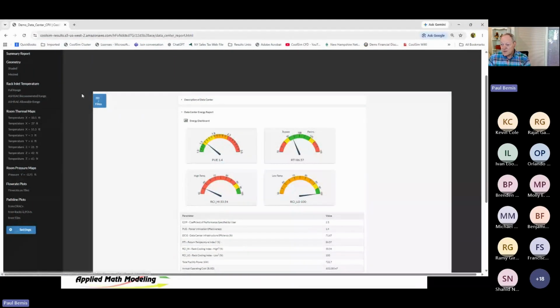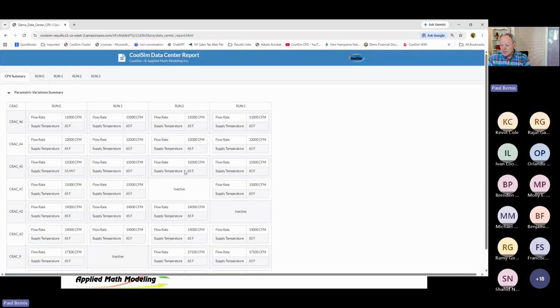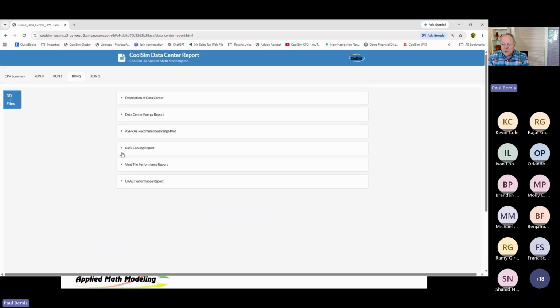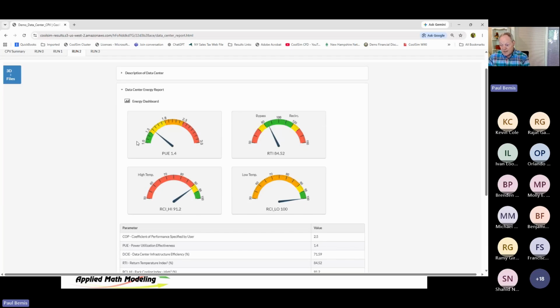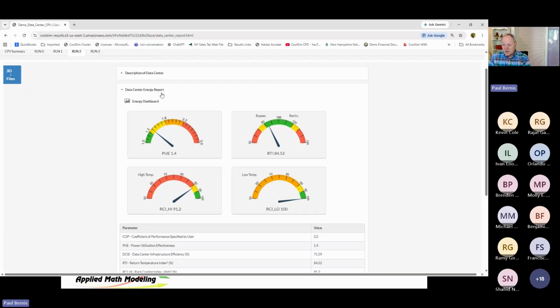Okay, so that's run number 2. And let's go back and see what we did in run number 2. We turned off one of the 15,000 units. So these are pretty much all going to report similarly. And my advice to you is to first look at this one. First look at the energy report and understand what's going on. You can very quickly understand your data center performance by looking at this set of parameters, why it was developed.